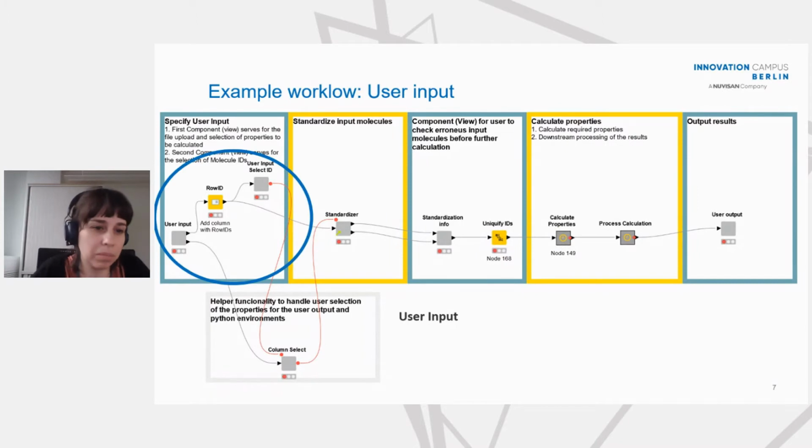So this is the first step of the workflow. The user is required to provide the input. Then you have an additional view in the web portal where the user should provide the ID column. This is important for the downstream processing and calculation of the properties, that you have the ID specified for every molecule. Here you can also see this Row ID node. This is just to ensure that even if there is no suitable ID column in the input SDF file, the workflow can still run smoothly.